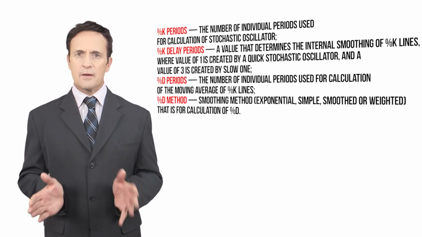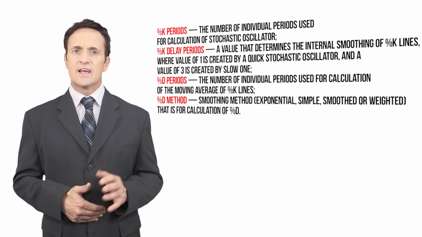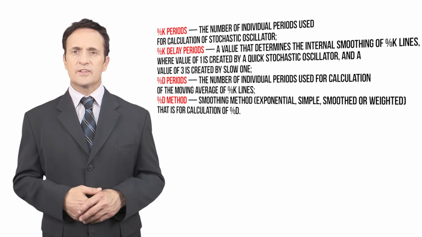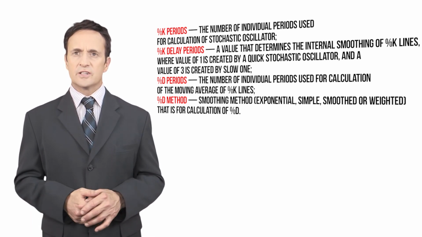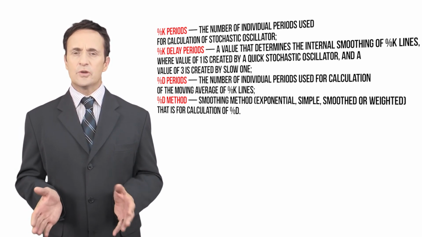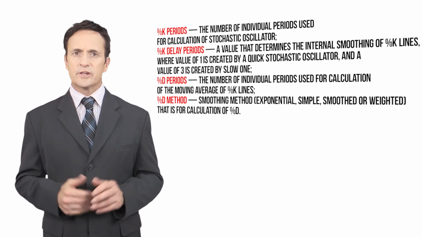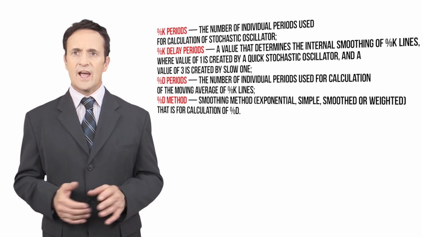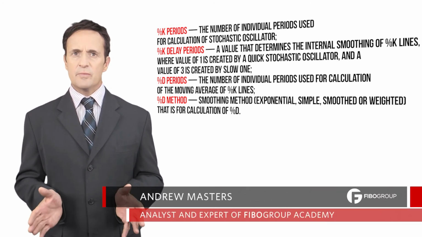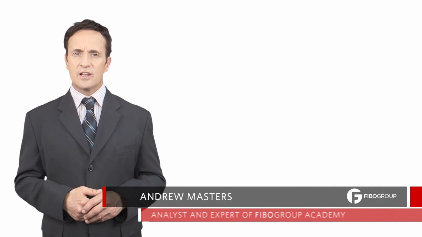Calculation: 4 variables are used for calculation of the stochastic oscillator. K periods: the number of individual periods used for the calculation of the stochastic oscillator. K delay periods: a value that determines the internal smoothing of the K line, where a value of 1 creates a quick stochastic oscillator, and a value of 3 creates a slow one. D periods: the number of individual periods used for calculation of the moving average of the D line. D method: the smoothing method, exponential, simple, smoothed or weighted, that is used for calculation of D.